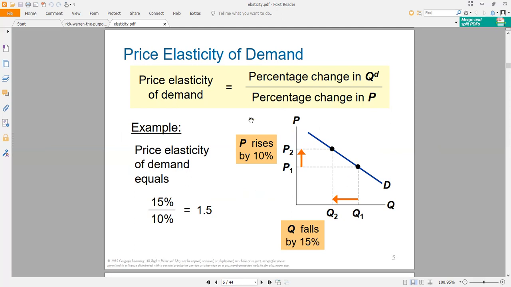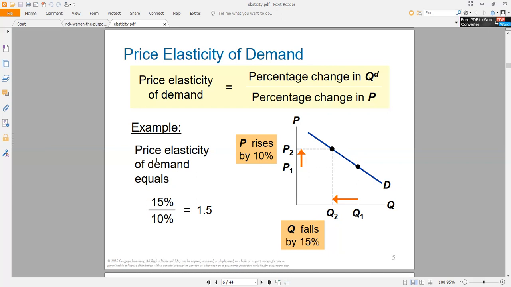Let's look at an example. Now, we know this to be a normal demand curve. So the vertical axis measures price and then the horizontal measures the quantity demanded. Initially, price was P1 and quantity demanded was Q1. Now there's an increase in price from P1 to P2, assuming the increase in price is 10%. Now, per the law of demand, whenever there's an increase in price, we expect a reduction in quantity demanded. So, assuming quantity demanded falls from Q1 to Q2, and that is a 15% fall.